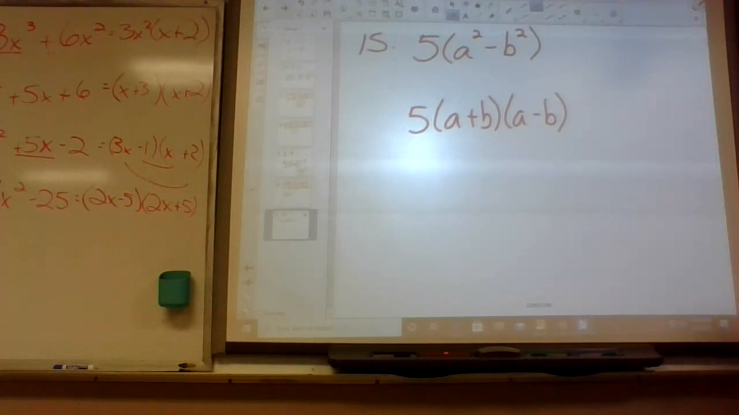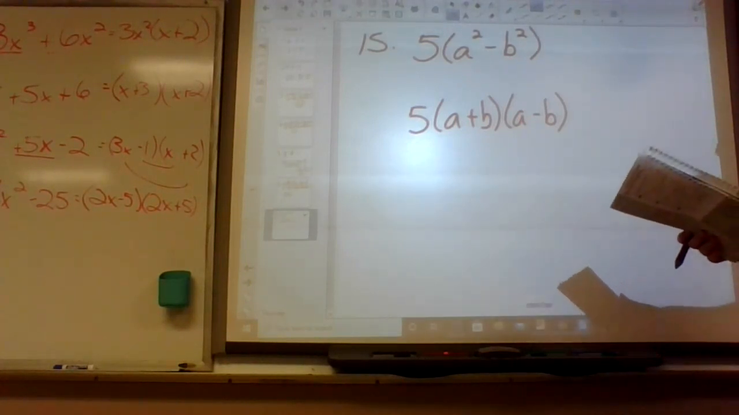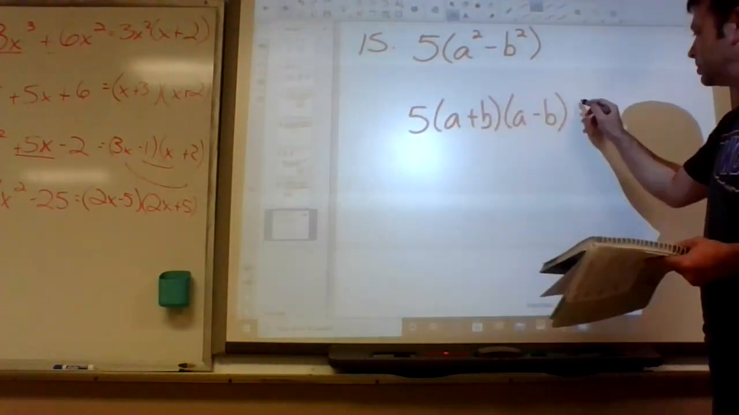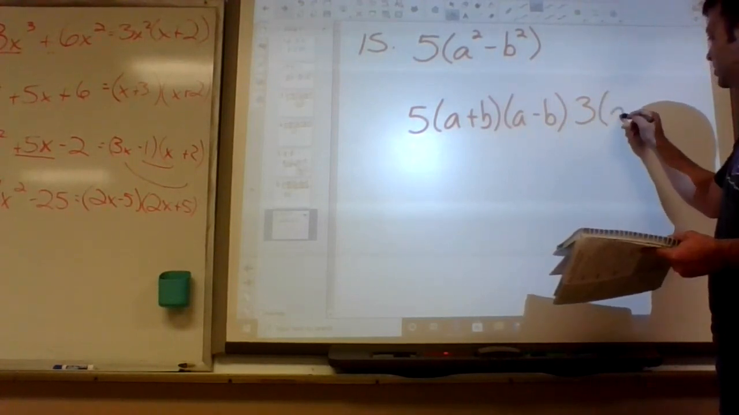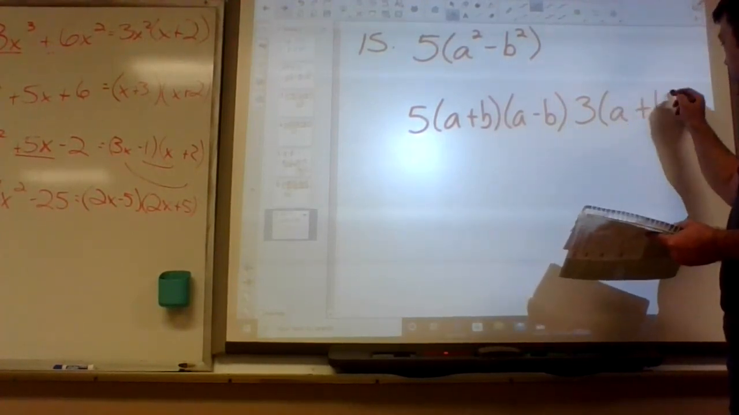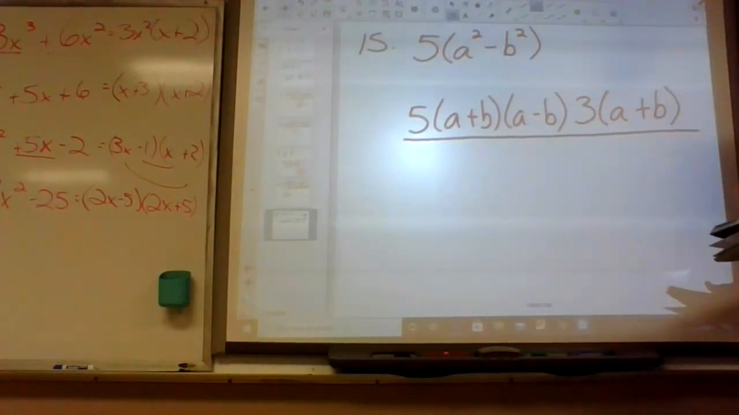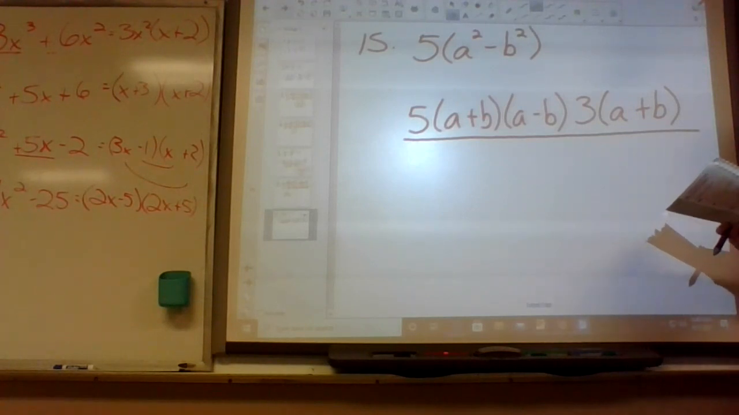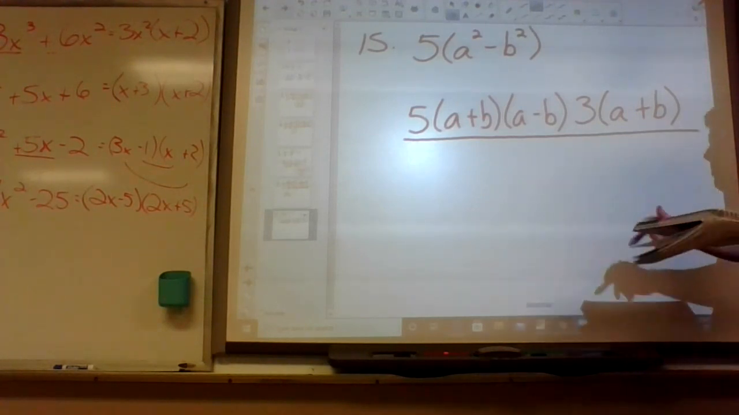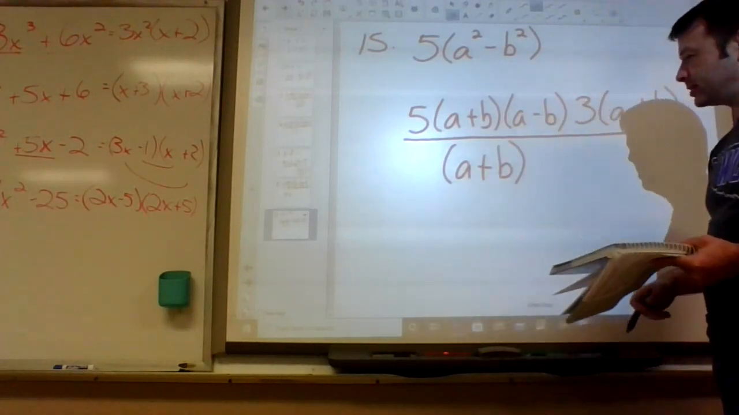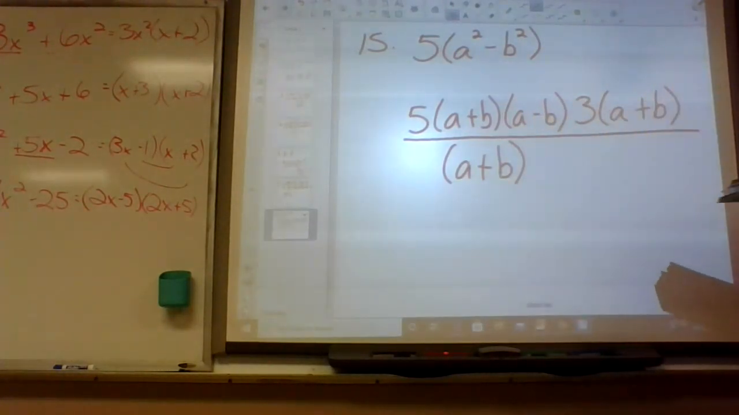That's nice. Okay, and then the bottom right is going to flip to the top. So what can I do to 3a plus 3b? Take out a 3. What's left? 3 times a plus b. Okay, on the bottom, can I do anything with a plus b? No. So I'm just going to write it on the bottom as a plus b in parentheses, because I'm about to multiply something to it.